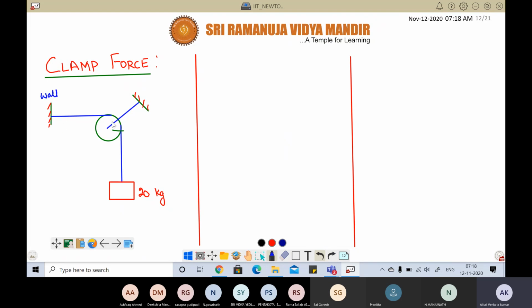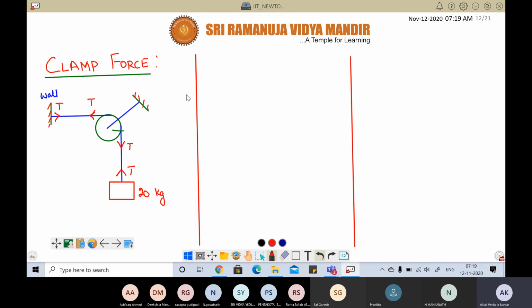Now what will happen? The string will be tight, which means there is tension. The direction of tension at this point is upwards, at this point downwards, at this point upwards, like this, because the string will pull these two objects towards itself. Since the string is the same, if this tension is T, this is also T, and this is also T, because the string is massless.